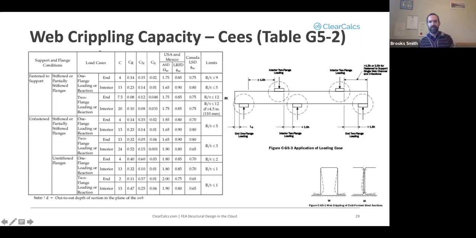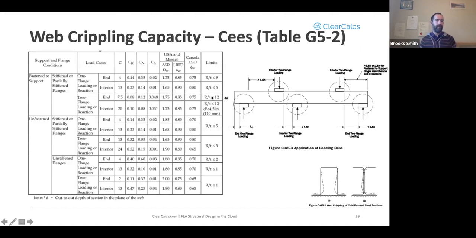And then end versus interior, usually an end location is anything that is less than 1.5 times the height away from the end of the beam. And an interior location is anything greater than 1.5 times the height. So you take all that information, you look up the appropriate row in this table, find your C, CR, CN, CH values, as well as your phi value, then plug those in through your equation.